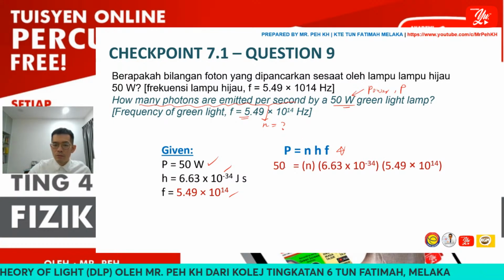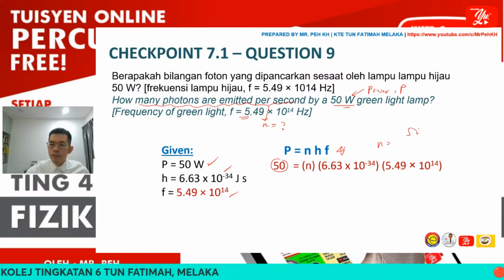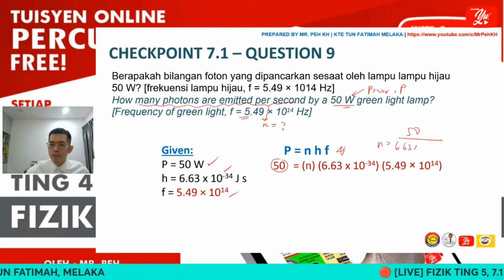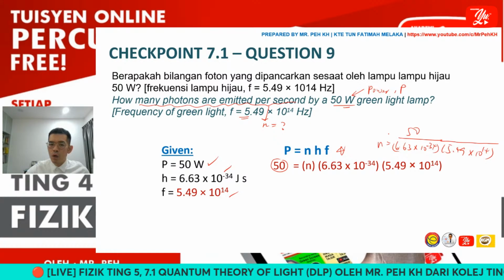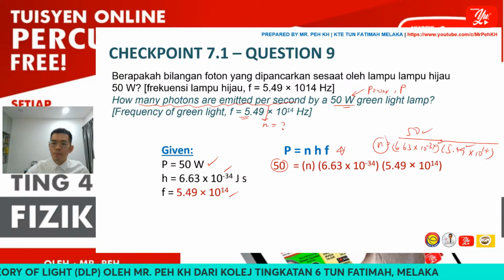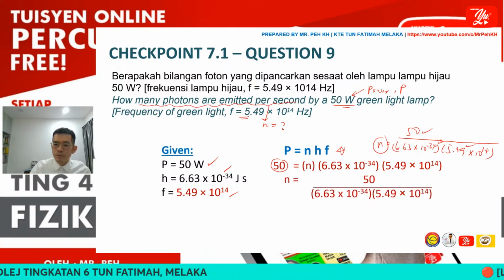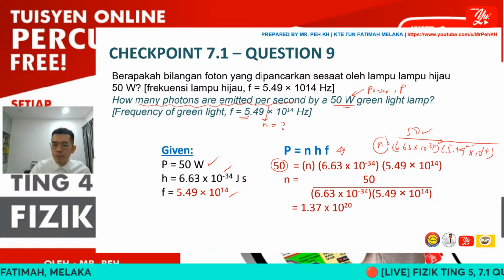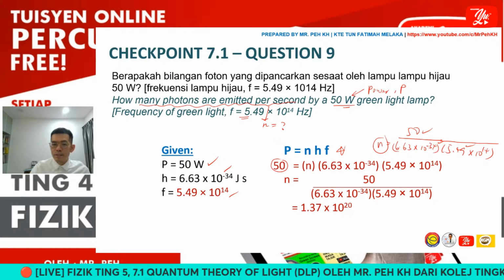Okay, so here we'll get N equal to 50 divided by 6.63 times 10 power negative 34 and 5.49 times 10 power 14. All of these values are already in SI units. So N actually will have no unit. It's the number of photons. After pressing the calculator, we'll get 1.37 times 10 power 20. So as mentioned, this will be the number of photons. There will be no unit for the answer.